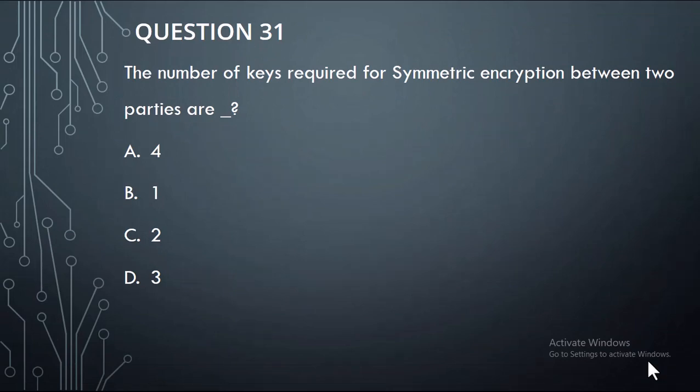Question 31. The number of keys required for symmetric encryption between two parties are A. 4, B. 1, C. 2, D. 3. The answer is option B. Symmetric encryption uses just one key between two parties.